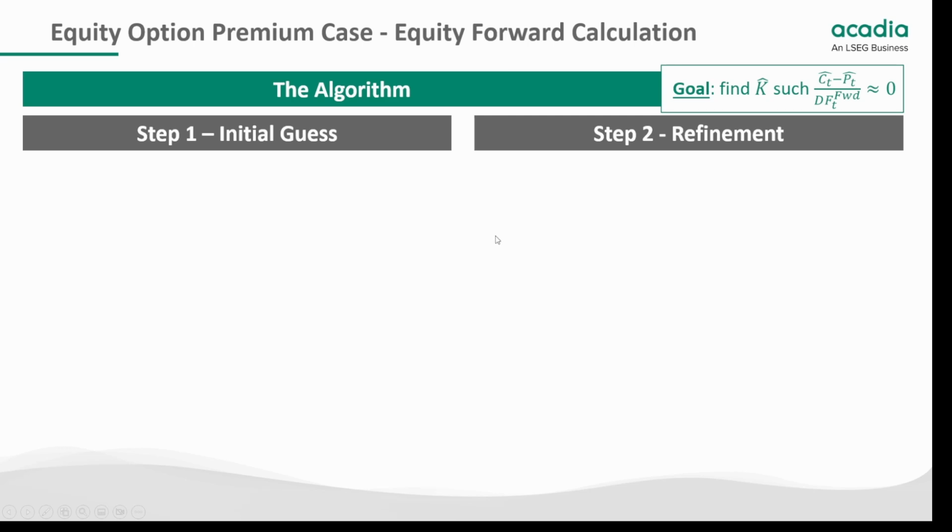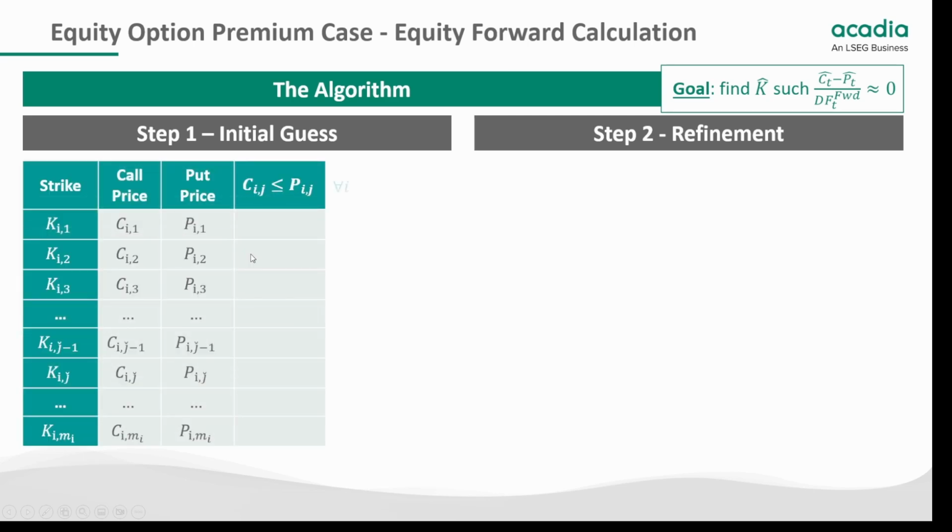So the algorithm has two main steps. Step 1, the initial guess, and step 2, the refinement. And like I said, this is for a single expiry, so we'll have to loop and repeat this algorithm for every expiry. So step 1, the initial guess calculation phase.